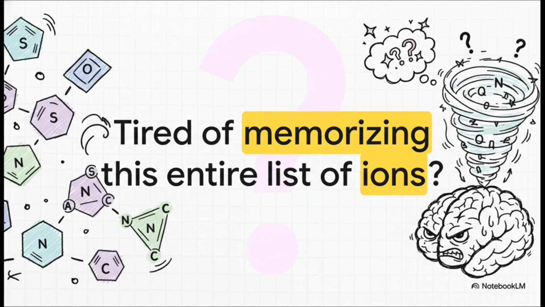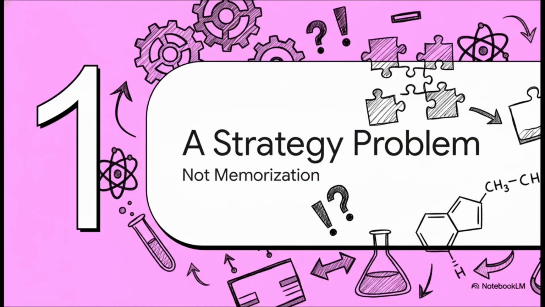It's one of the biggest hurdles in chemistry, and let's be honest, trying to cram all this into your brain feels overwhelming. And it's not a very smart way to learn either. But what if we think about this a different way? What if this isn't a memorization problem at all? It's a strategy problem. You see, the issue isn't your memory. It's that nobody's handed you the right tools to solve the puzzle. And that's exactly what we're going to fix right now.